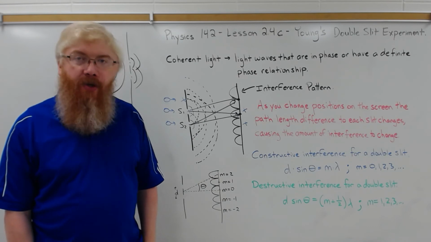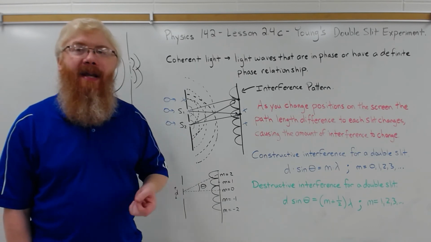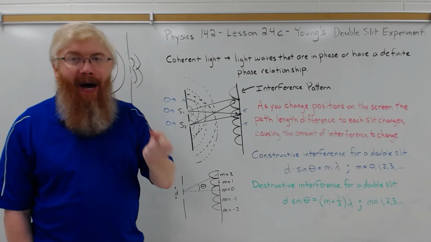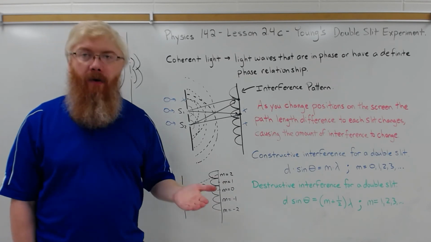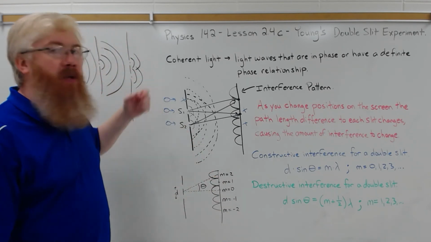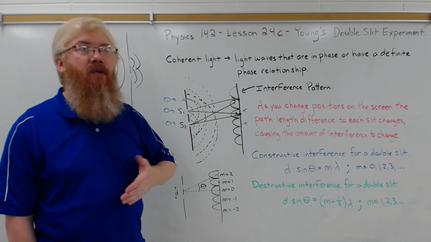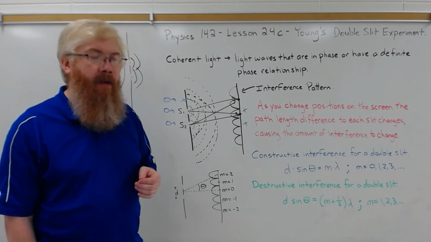So this experiment only works with monochromatic light. That's another restriction. Not only does it have to be coherent, it has to be of uniform color. Mono meaning single, chromatic meaning color. So you have to use blue light or red light or green light. You can't use white light for this experiment.